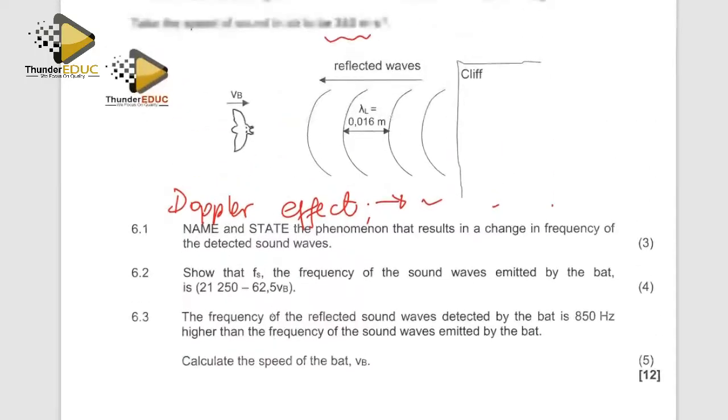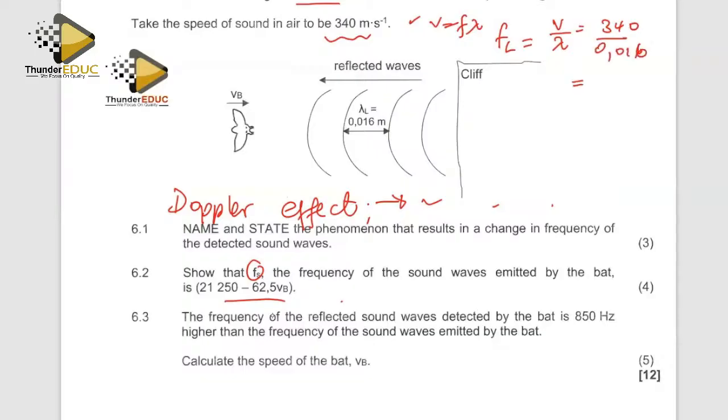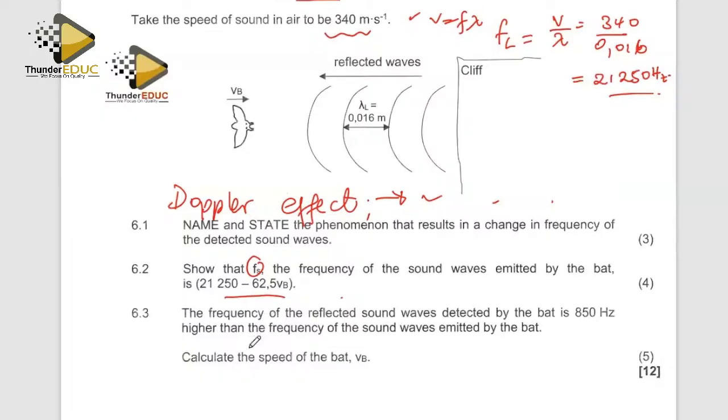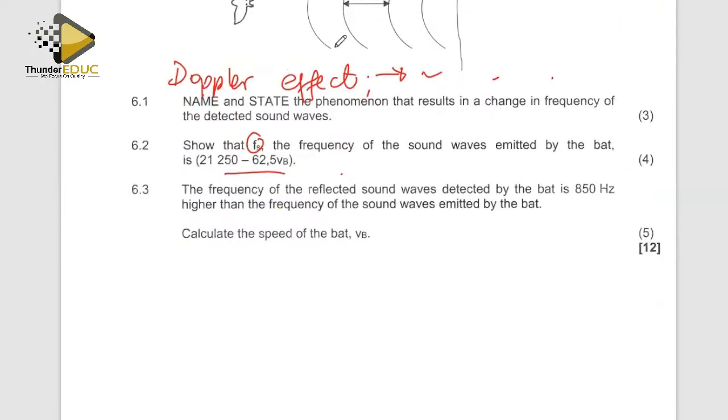Then 6.2, they want us to show that the frequency of the source is given as this. So what we need to do is start by finding the frequency of the listener. We know that v is equal to f lambda. So we know that that's going to be v over lambda. We know that our v is 340. And then our lambda that we're given was 0,016. If you divide that, that is number 1. Now, if this is true, we can go to the Doppler formula and substitute.